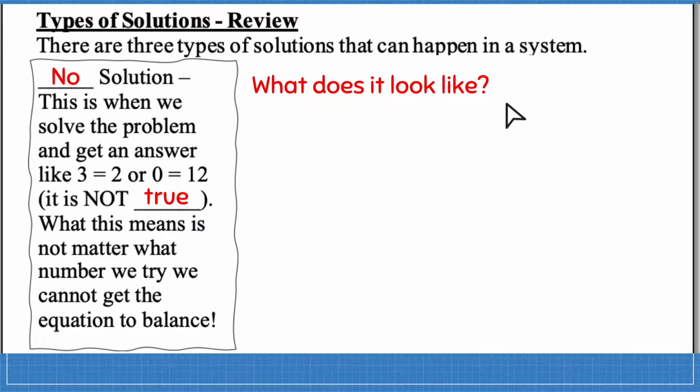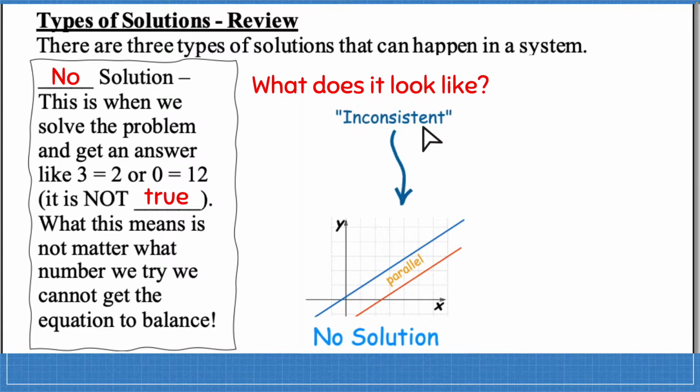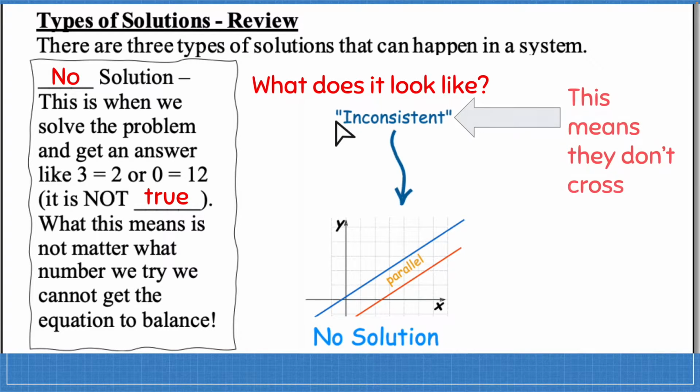So what does it look like? Well, inconsistent, when we hear this word, it means that they don't cross. That's all inconsistent means. And then parallel also tells us they don't cross. So inconsistent and parallel are two ways to let us know these lines do not actually intersect each other. And so there's no solution because they never actually come together. There's no point at which both lines will be in the same place. They're always in a different place because they never come together.